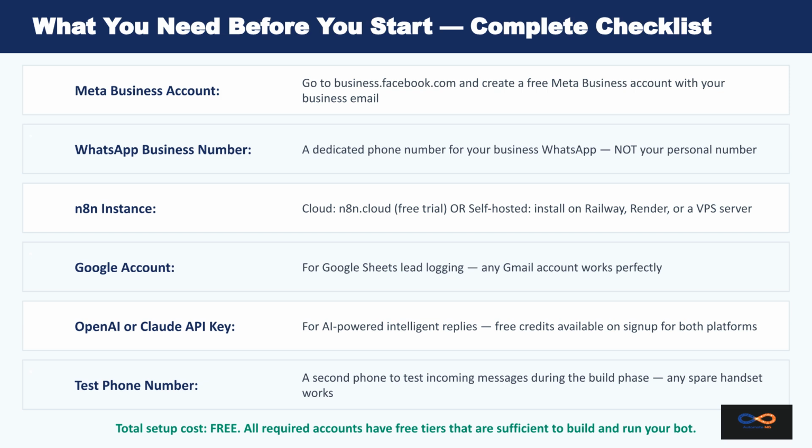The total software cost to build and run this bot is 0. The only optional cost is a paid server if you choose to self-host n8n for higher reliability, which typically costs $5 to $10 per month on providers like DigitalOcean, Render, or Railway. Do you already have a Meta business account? If yes, you are already 2 steps ahead. Let us walk through creating your Meta developer app step by step.